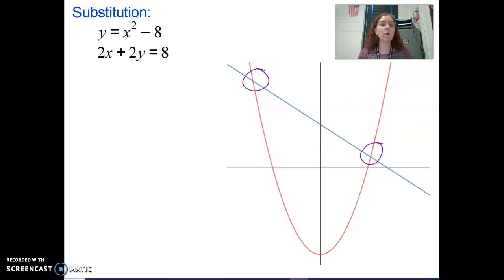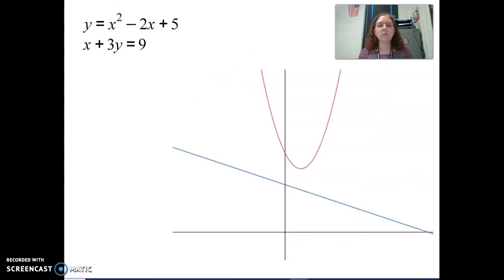But that is not always true. That just happened to be true in this one, and I wanted to illustrate this particular idea of solving it algebraically by substitution. But you can also have something like this. So here's my parabola, y equals x squared minus 2x plus 5. Here's my line, x plus 3y equals 9.